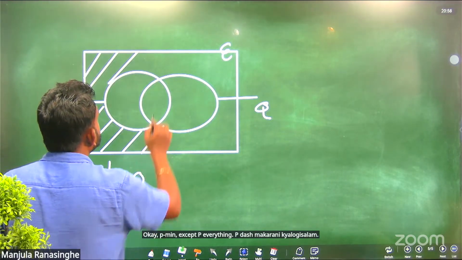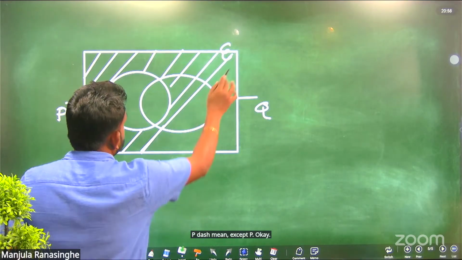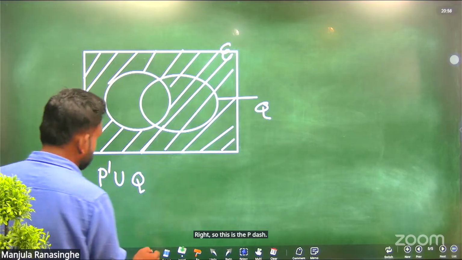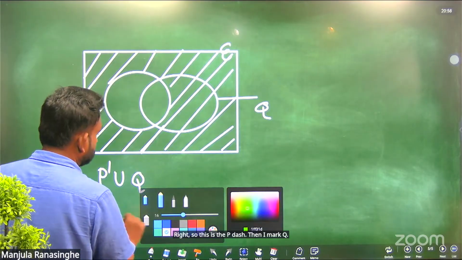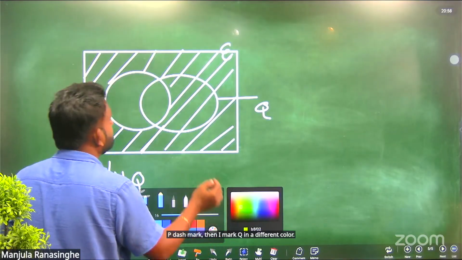P dash means except P. Right, so this is the P dash. Then I mark Q in a different color. Okay, Q is this set.